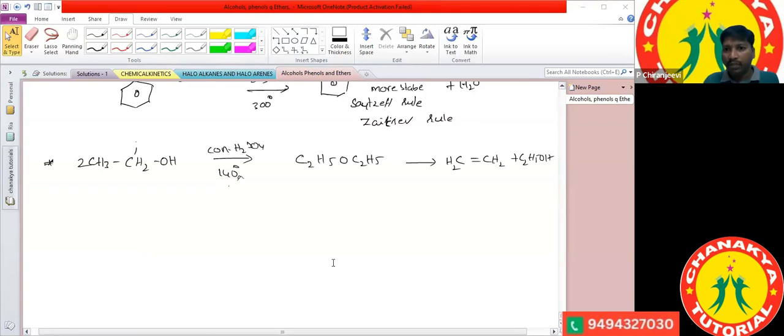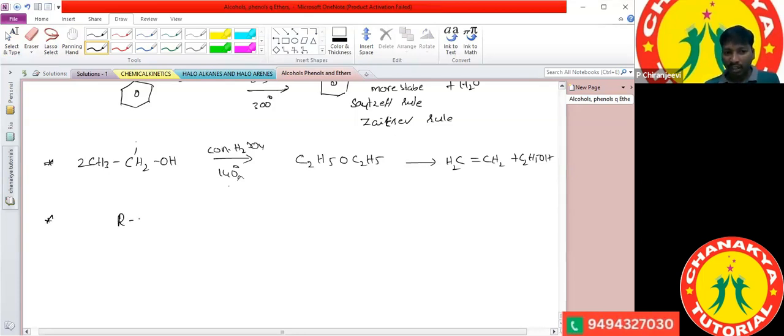Right. Now the next reaction. This is the one reaction, and the remaining reactions we have already seen, in the preparation of haloalkanes. In the preparation of haloalkanes we had seen some reactions. What are those reactions?